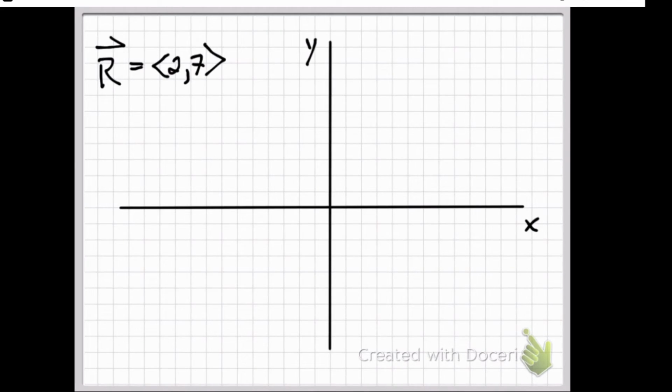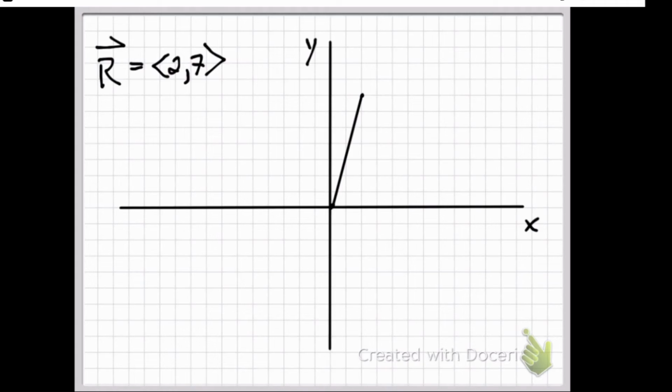So what that means is that we start from the origin and we count 2 to the right. So we're counting in the x direction 2, and then we count vertically 7. So we go up 7. 1, 2, 3, 4, 5, 6, 7. Let's make a mark there. Okay, so that's the location. And then we're going to connect that to the origin. I'm going to draw a dot down here at the origin. Okay, and so now I'm going to connect those dots.